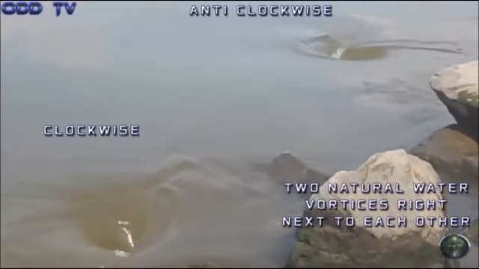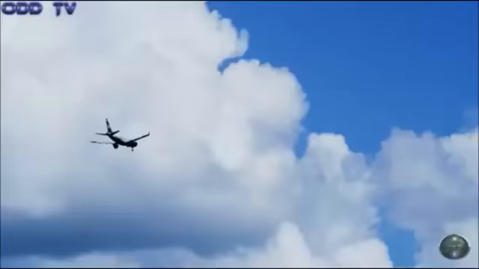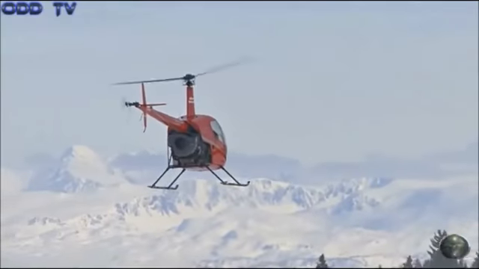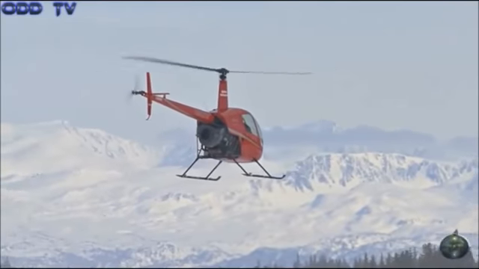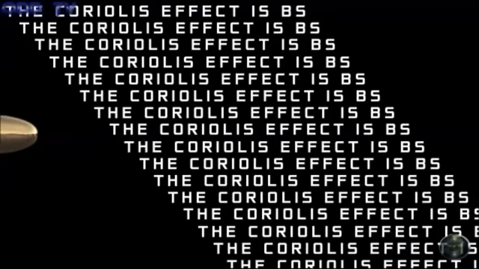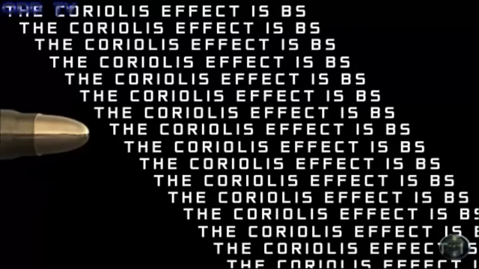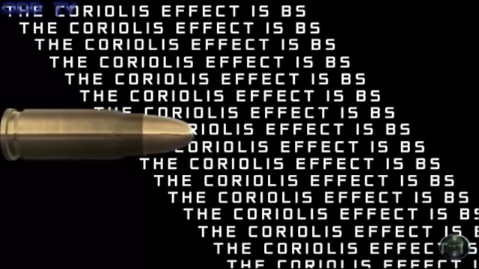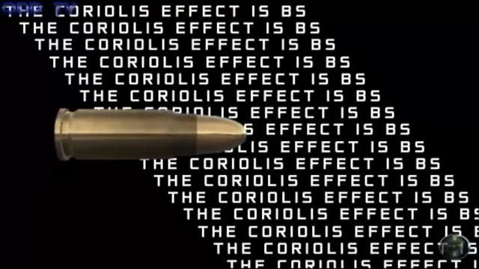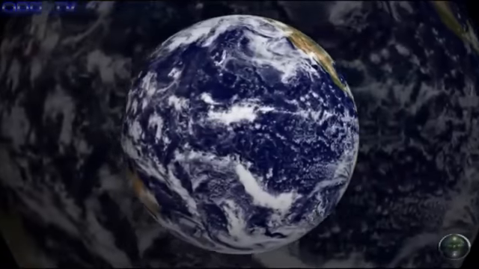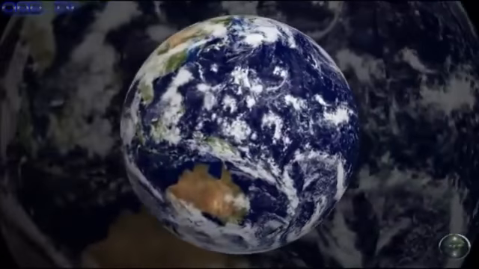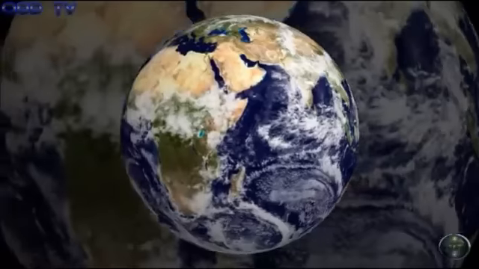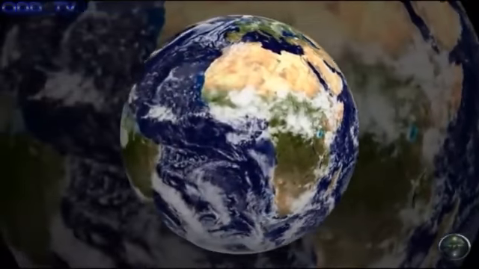Also, another contradiction that proves the Coriolis effect false is the fact that no flying machine above the Earth has to account for it. If a bullet that travels 1,700 miles per hour has to account for the effect, then an airplane traveling at 550 miles per hour would definitely have to account for the effect. Told that since the atmosphere moves with the spin of the Earth, planes aren't affected. So why would bullets be, especially when they go much faster than common airplanes?